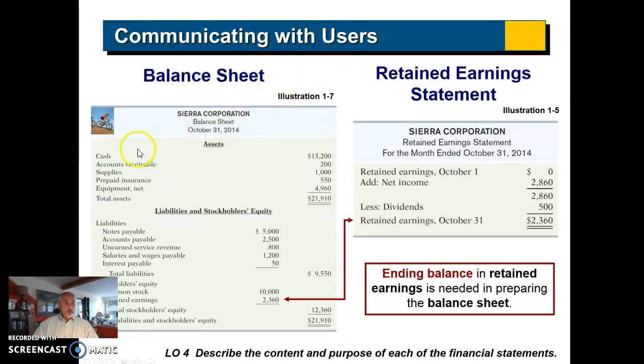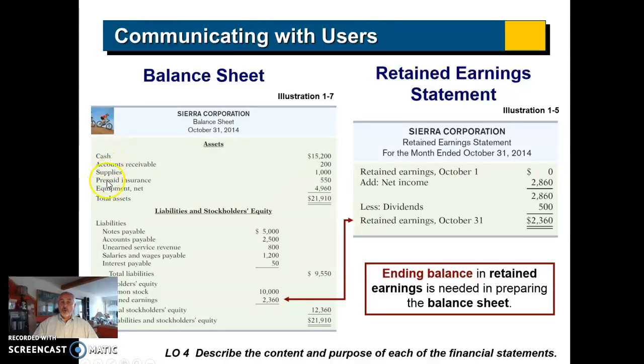If you notice, we divide the balance sheet up into three parts. Assets. Assets represent what a company or organization has. Liabilities. Liabilities represent what a company owes. And stockholders' equity, also called owner's equity, represents that value of assets that the company owns. So assets are what a company has. Liabilities are what they owe. Equity is what they own.